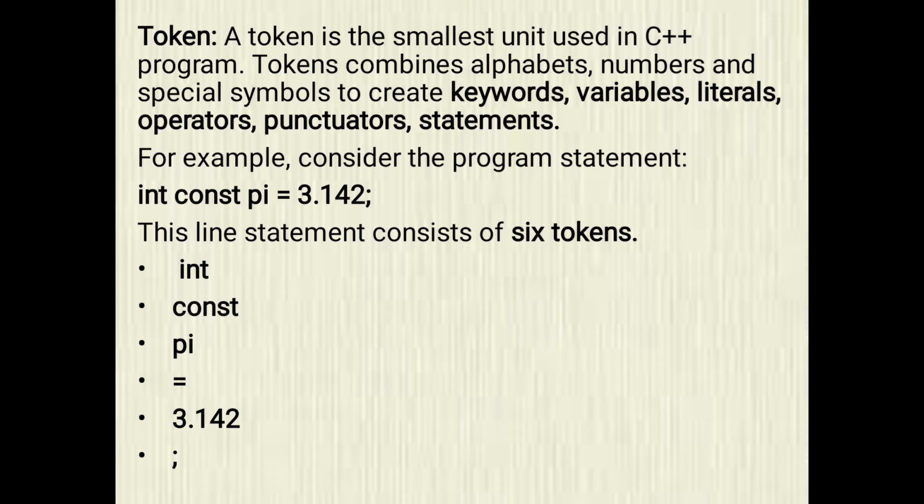Okay, so here int const pi equals to 3.142 semicolon. So this consists of 6 tokens as I've listed below. Okay, so here int, that stands for integer, as in mathematical term integer. Okay, so integer values.